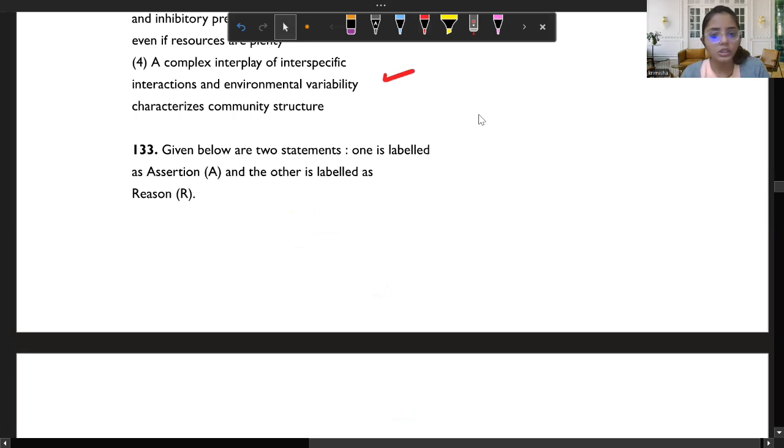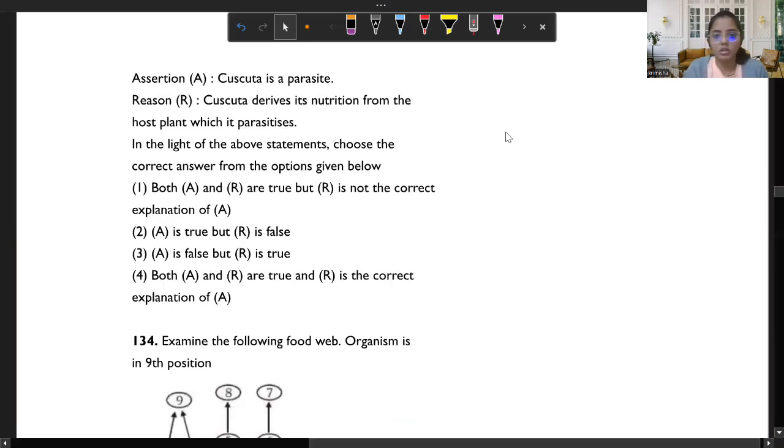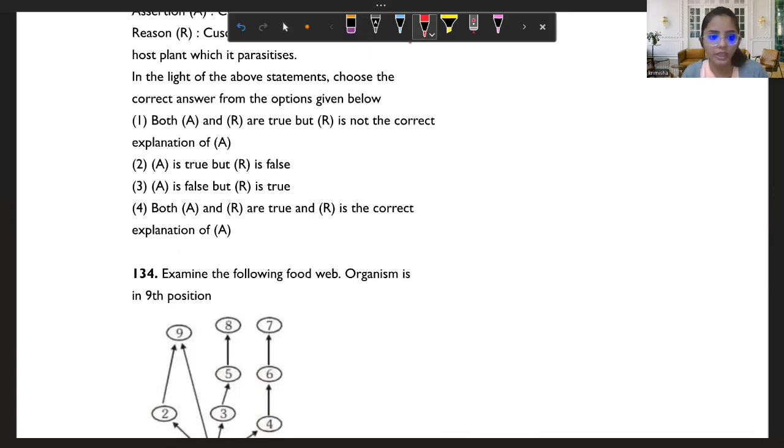Now question 133. So here we have assertion and reason type of question. Here they are asking assertion, Cuscuta is a parasite. Yes, it is true. Reason, Cuscuta derives its nutrition from the host plant. True. Why is Cuscuta a parasite? Because it derives nutrition from the host plant, which it parasitizes. Okay. So answer would be both A and R are true, and R is the correct explanation of A, which is fourth option. Okay.